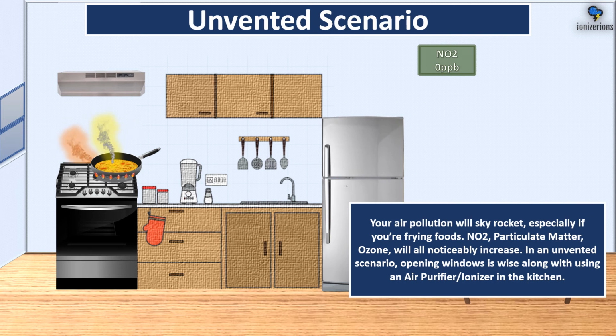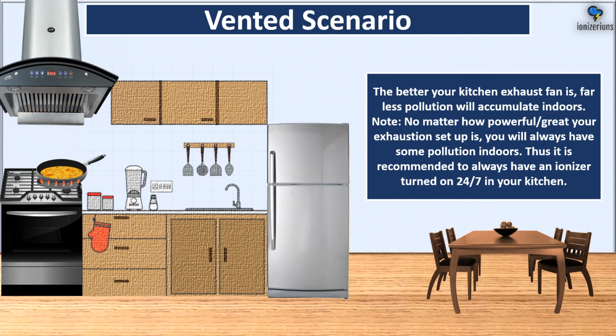Alright, so let's talk about actual cooking. If you have a kitchen hood that's unvented, when you're cooking, all of your air quality monitors are going to skyrocket. It's going to show bad air, especially for NO2 and particulate matter, especially when you're frying foods. If you're using the oven, ozone could increase. In an unvented scenario, opening windows is usually a very good idea, along with using air purifiers and ionizers in the kitchen. The better your kitchen exhaust fan is, the far less pollution will accumulate indoors.